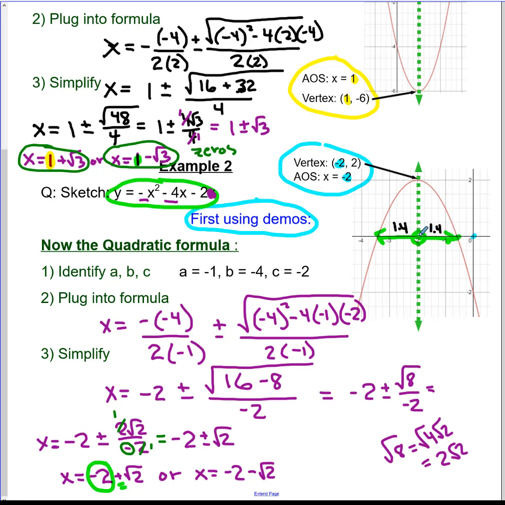So we start at negative 2 and we go 1.4 to the right, and then we go 1.4 to the left. That's what plus or minus radical 2 means here. Negative 2 plus 1.4. If you don't trust me, put radical 2 in your calculator. And negative 2 minus 1.4.